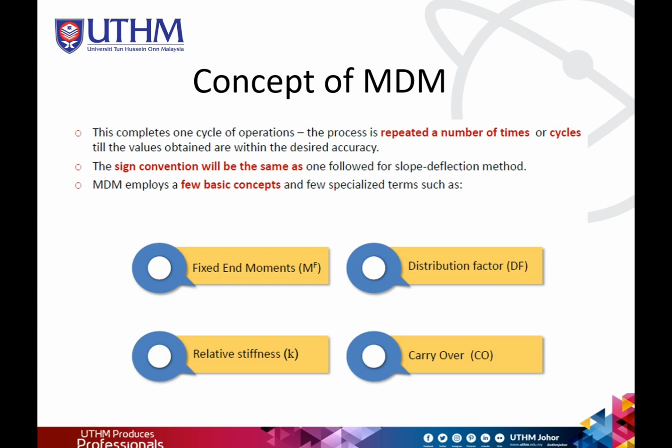The terms required when we want to solve indeterminate structures using MDM: the first thing we need to find is the fixed end moment, sometimes also named FEM. Some books also know it as MF, which also refers to fixed end moment. Then the distribution factors, DF. The third is relative stiffness as well as the total K, and also the carryover.